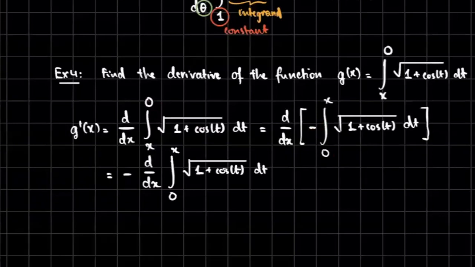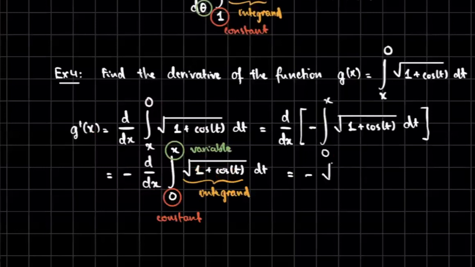Now we do the analysis quickly again. The lower limit of integration is a constant, which is good. That's what we need. The upper limit of integration is a variable, and this variable agrees with g of x, with g prime of x, and with the variable we want to take the derivative with respect to. Now you have the integrand here, and the answer should be just the integrand, but in terms of x. And again, don't forget you have a negative sign in front of the result. So you get negative of the square root of 1 plus cosine of x.